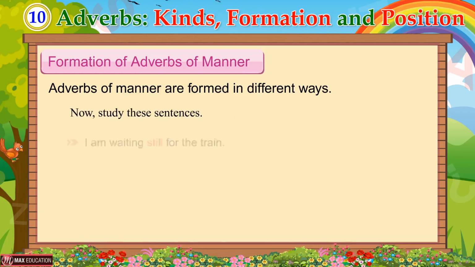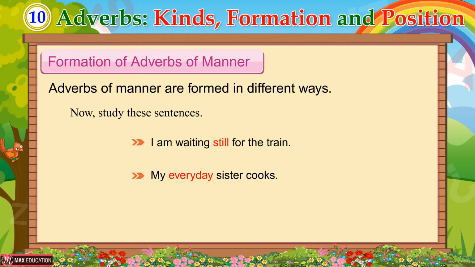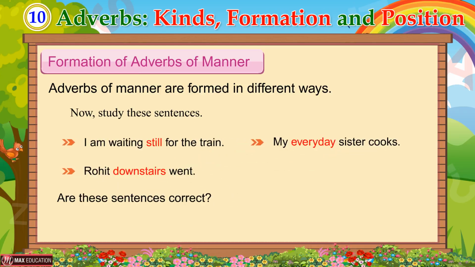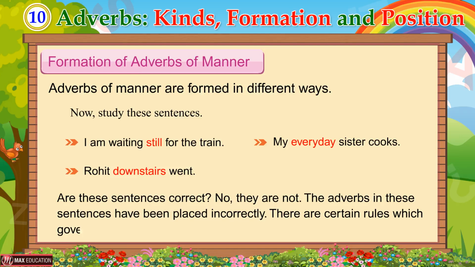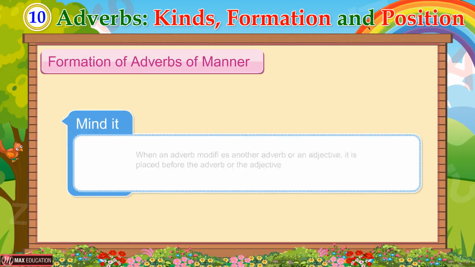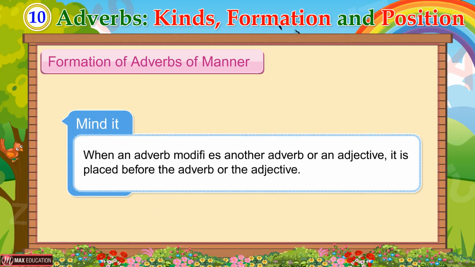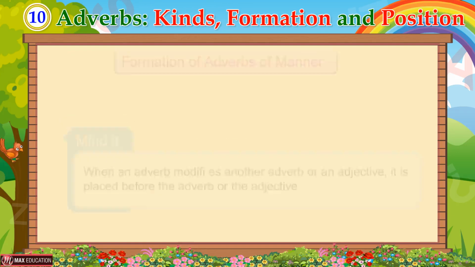Study these sentences. I am waiting still for the train. My everyday sister cooks. Rohit downstairs went. Are these sentences correct? No, they are not. The adverbs in these sentences have been placed incorrectly. There are certain rules which govern the position of adverbs in a sentence. Remember: when an adverb modifies another adverb or an adjective, it is placed before the adverb or the adjective.